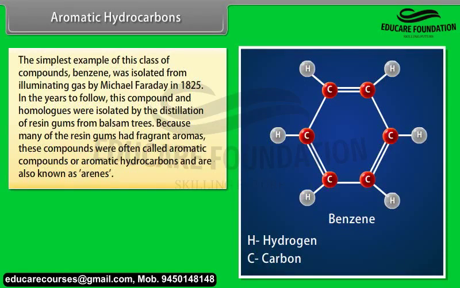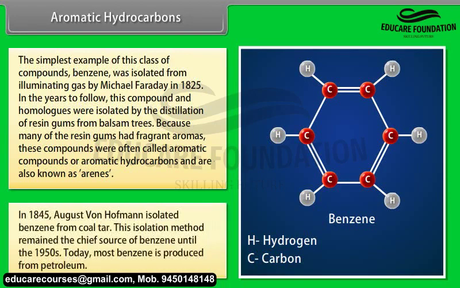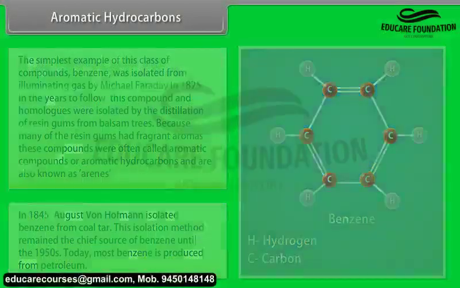Because many of the resin gums had fragrant aromas, these compounds were often called aromatic compounds or aromatic hydrocarbons, and are also known as arenes. In 1845, August von Hofmann isolated benzene from coal tar. This isolation method remained the chief source of benzene until the 1950s. Today, most benzene is produced from petroleum.